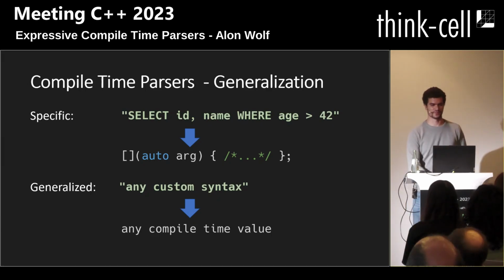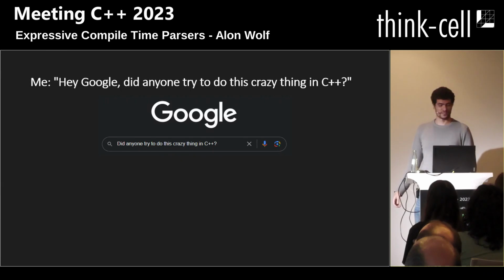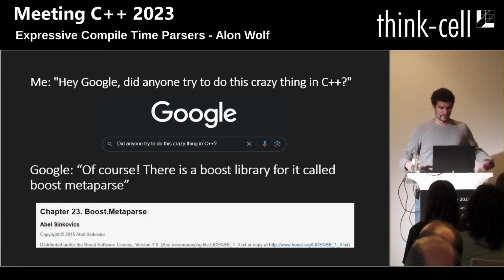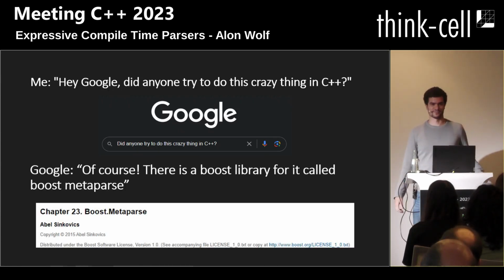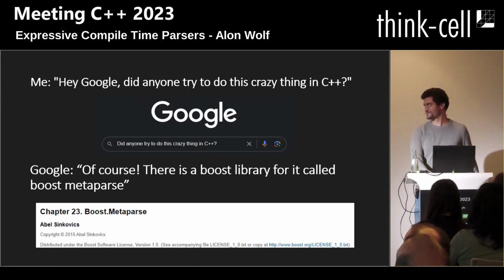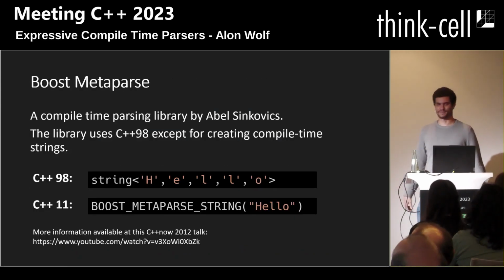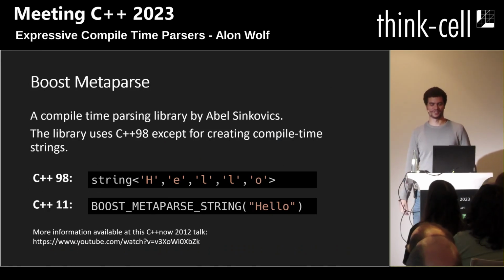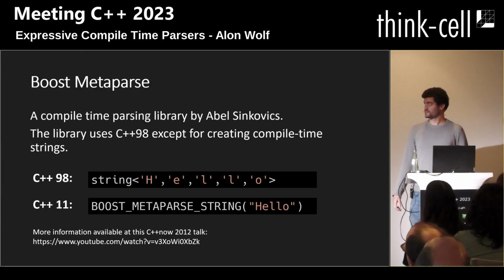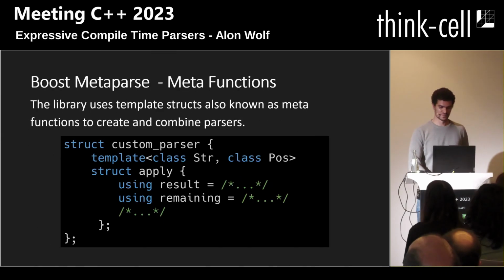But we need to start from the beginning, which in my case was a Google search. So I asked, hey, did anyone try to do this crazy thing in C++? And the result was, of course, there is already a Boost library for it, which leads us to the first library of this talk. Boost Metaparse is a compile-time parsing library by Abel Sinkovich. Everything in this library uses C++98, except for the creation of the compile-time input string. So in C++98, we have to write each character as a separate template parameter, while in C++11, we can use the Boost Metaparse string macro with a string literal.